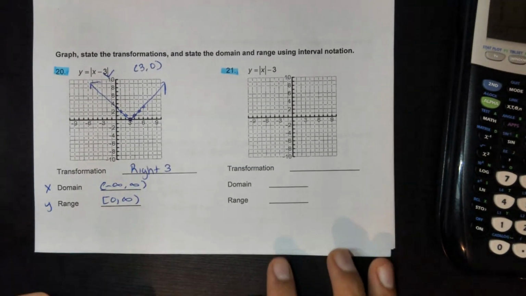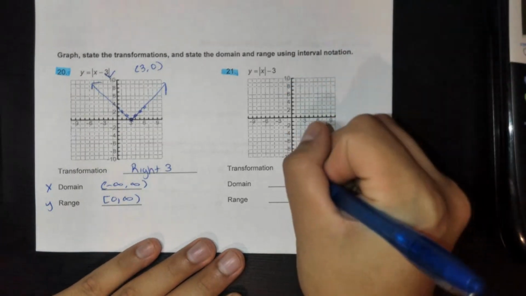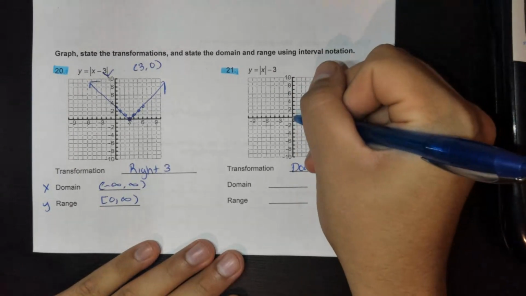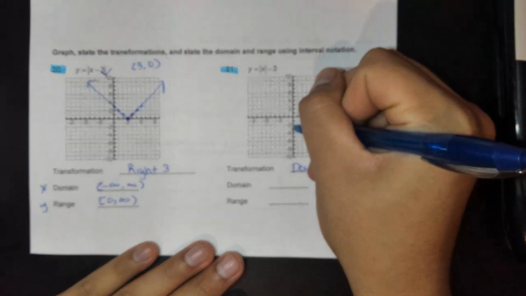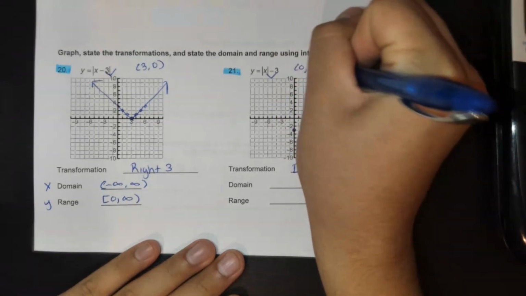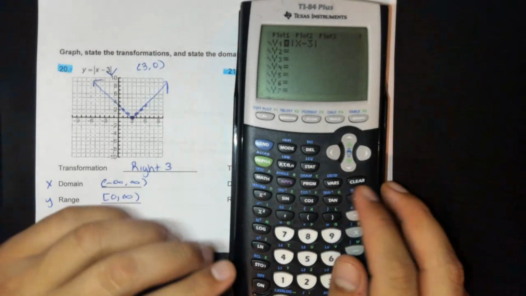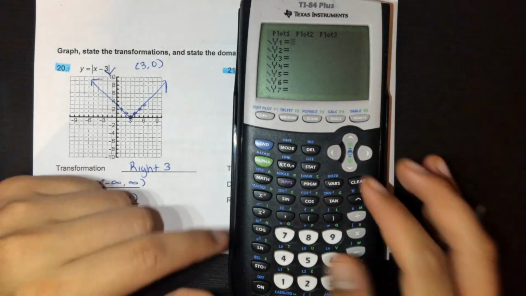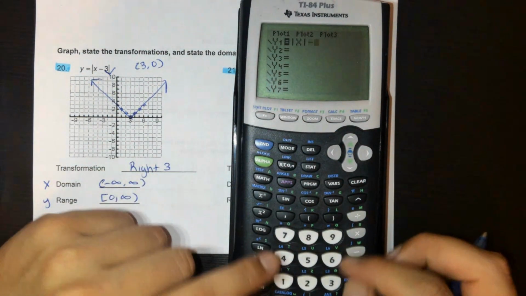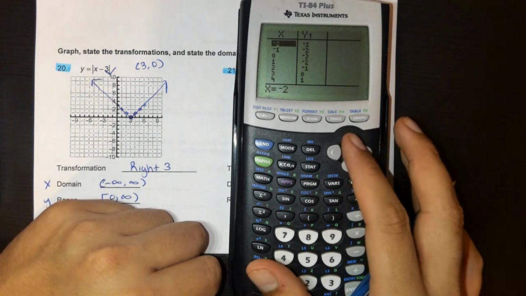Then for 21, we have a transformation of down 3. So the vertex would be at (0, negative 3). And again, you could just plug this into the calculator to get the points. So we got math, num, abs x, then on the outside minus 3. Go to the table, and then you can get the points.